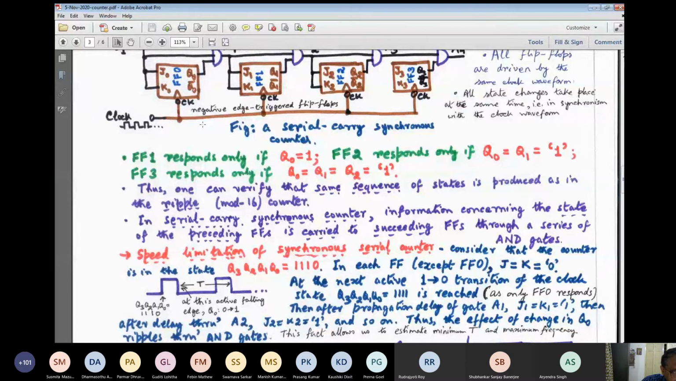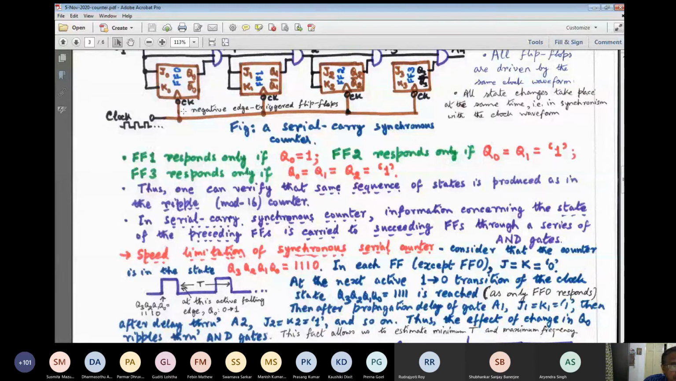So when the first 1 to 0 transition in the clock happens, first FF0 will change, only FF0. That means it will go from clear state to set state. Q0 will go from 0 to 1. After that, what happens? Once the clock has come to all the 4 flip-flops, only this will be able to respond.